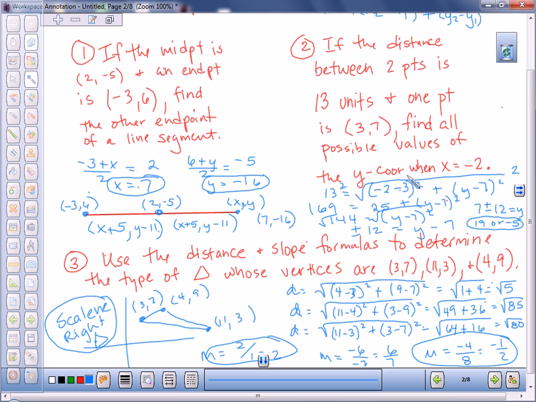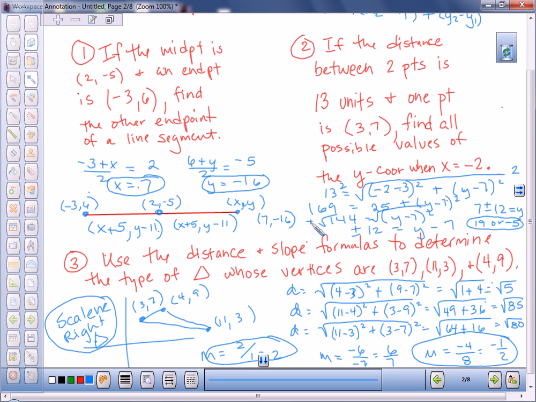Now, this is the distance formula. They gave us the distance, so we plug in a 13. They gave us the point 3, 7, so we plug in a 3 and a 7. They gave us an x value of negative 2, but we don't know the y, so we just plug in y. When you don't know something, you use the variable. So then we solve this by squaring both sides. Negative 5 squared is positive 25. And when I subtract that from 169, I get 144.